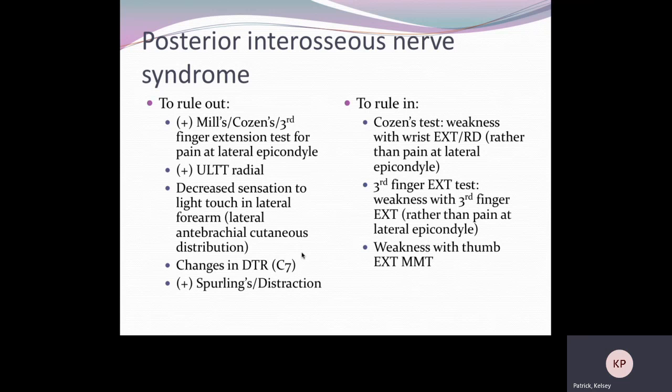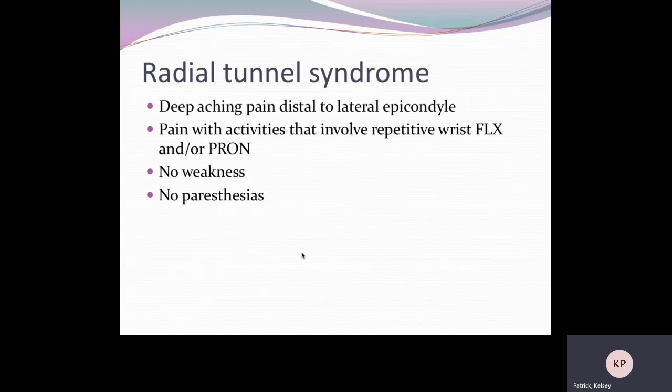To rule in posterior interosseous nerve syndrome, you will see weakness when performing the Cozen's test and third finger extension test. In addition, you will see weakness with resisted thumb extension. Radial tunnel syndrome presents as pain in the lateral forearm, especially with activities that involve repetitive wrist flexion and/or pronation. These patients do not typically present with weakness or report sensation deficits.